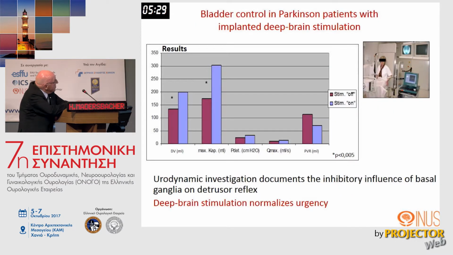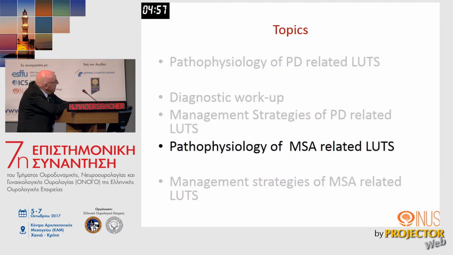This is a chart of these studies. You see in violet stimulation off, stimulation on in blue, and if you see the maximum bladder capacity, you can enhance it by 1/3. So firstly it shows that this could be even a therapy for urologists, for symptoms of the overactive bladder, and it also shows the influence that Parkinson has on lower tract dysfunction.